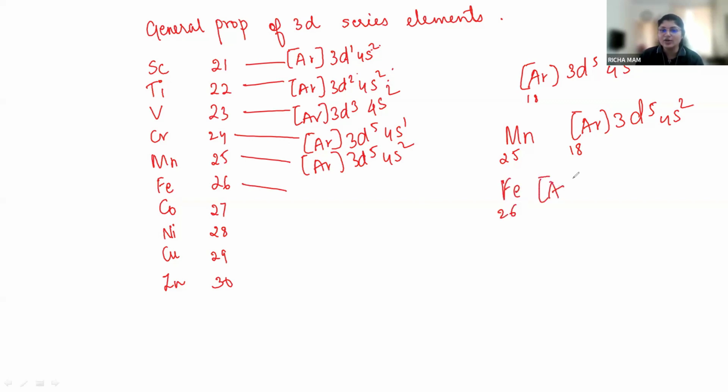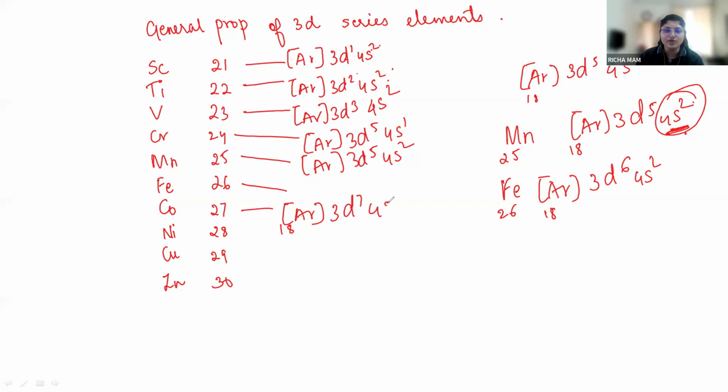Fe is 26. Again argon is 18 electrons, then the remaining 3d6, and then 4s2, because the maximum number of electrons filled in s is 2, right? Then is cobalt. Cobalt is 27. So argon 18, then 3d7 and 4s2. Then nickel. You write for nickel: argon 18, 3d8 and 4s2.